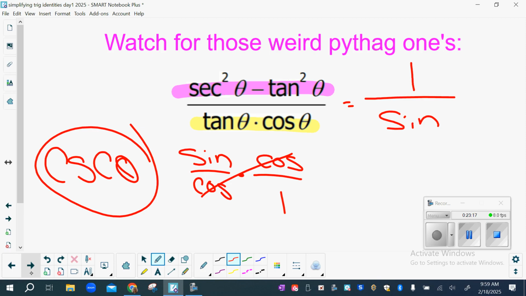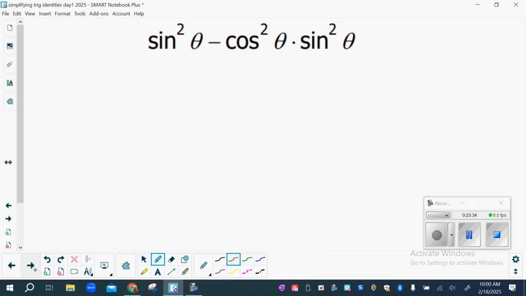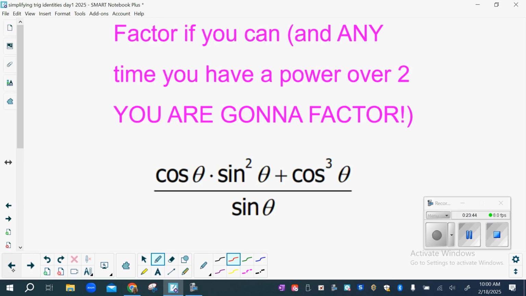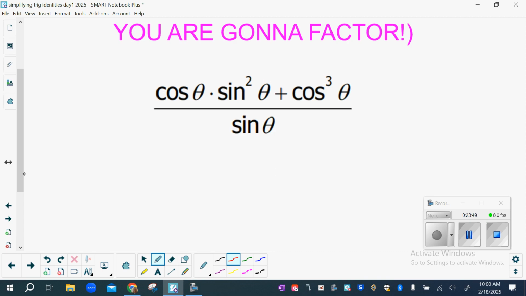Okay, we got one last one that I want to talk about. You can do certain things here. You can factor. You can do all the certain things that we do. So we are going to try this one right here. I think we're going to do this one. Okay. Here we go. So, first thing is, do I have to do anything to the denominator?